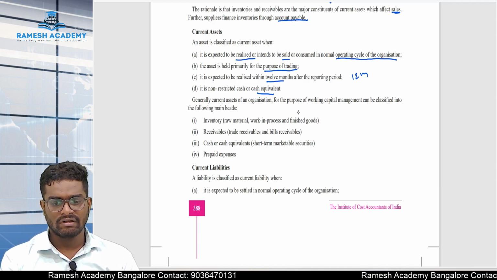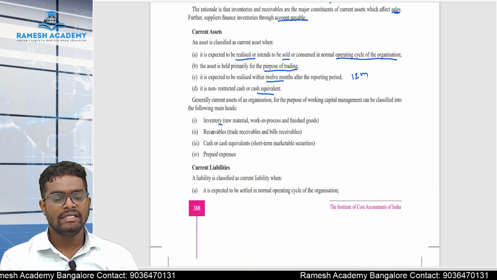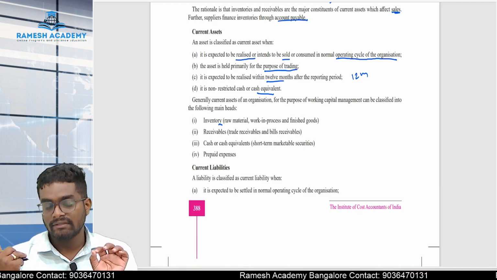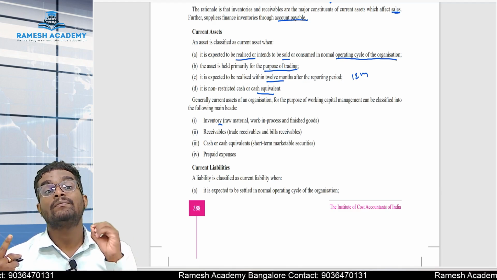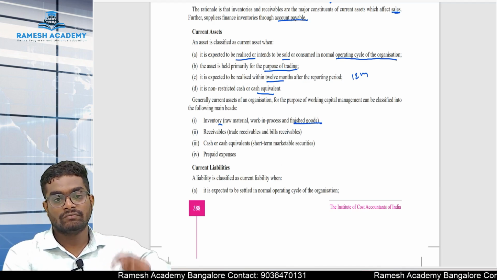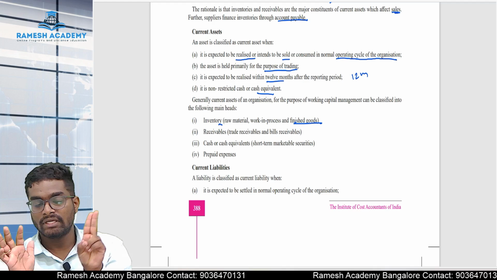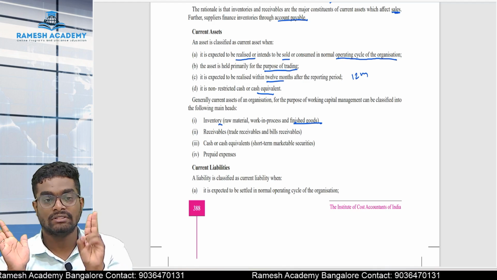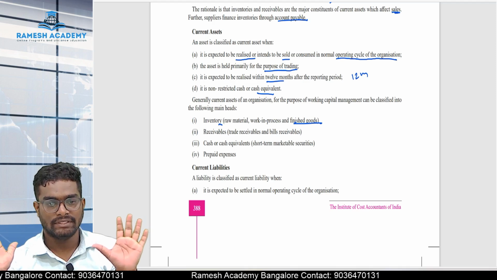Generally, current assets of an organization for the purpose of working capital management can be classified into following heads. Inventory. So inventory we have 3. Raw material which is 0% complete. Work in progress which is completed less than 100%. And if it is completed at 100%, it is finished goods. So we have 3 inventories. One is raw material. In this we would have not worked. Work in progress, we would have worked, but it is not 100%, always less than 100%. That is known as work in progress. And the third one is the finished goods, which is 100% complete.